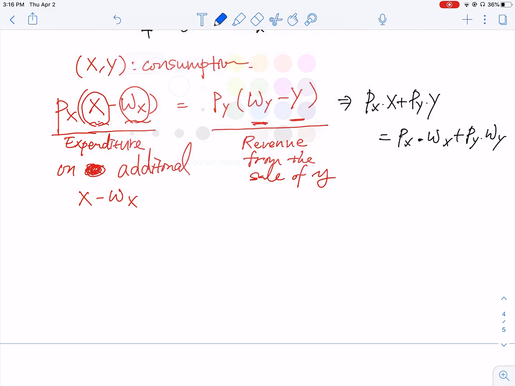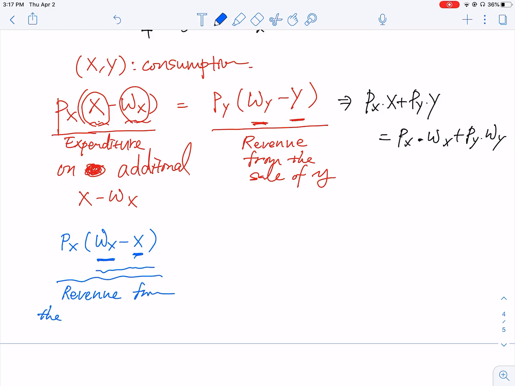Equivalently, we can think about the case where you actually sell some amount of x. So this is your consumption x, and this is how much of x you had in the first place. So this will be the sales of the x. So this thing is the revenue from the sales of x minus x, right?